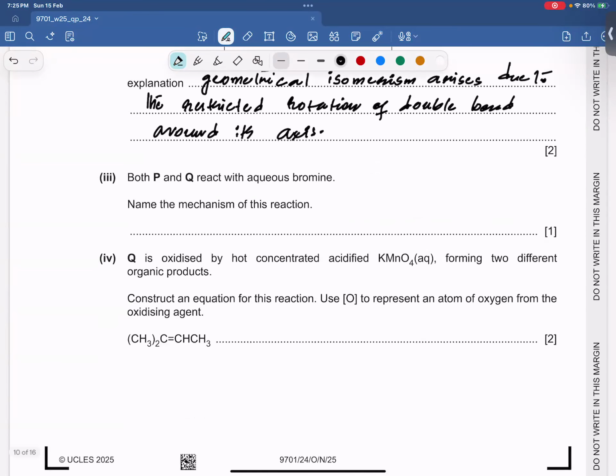Okay. Both P and Q react with aqueous bromine. Name the mechanism for this reaction. That's easy. Electrophilic addition reaction, because all alkenes undergo electrophilic addition reaction.